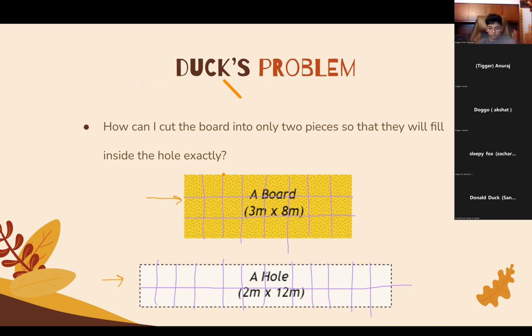So we've got to figure out how to cut the board into only 2 pieces, so that they can fit and cover up the entire hole.